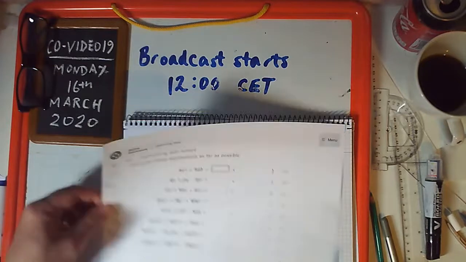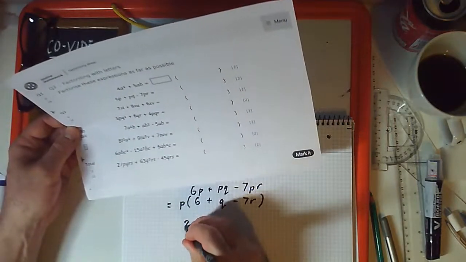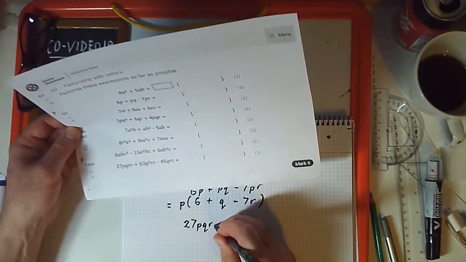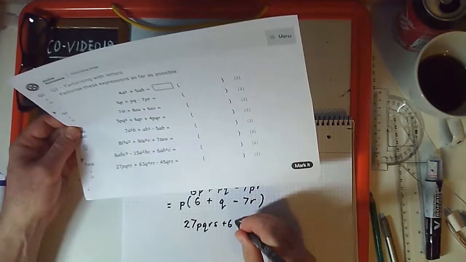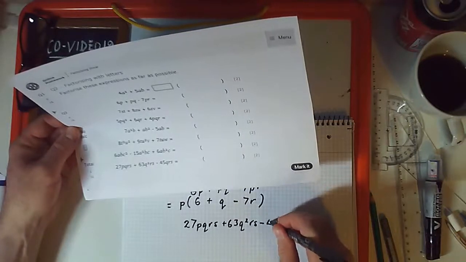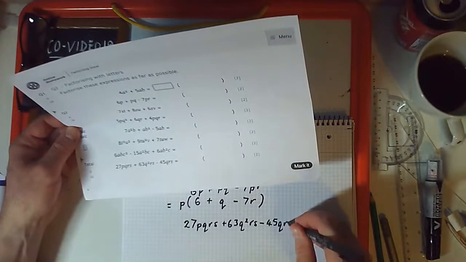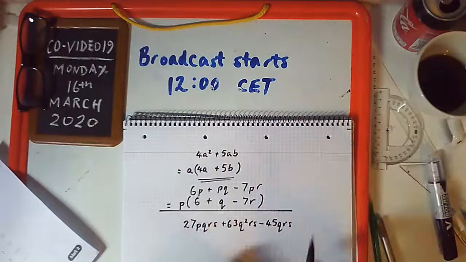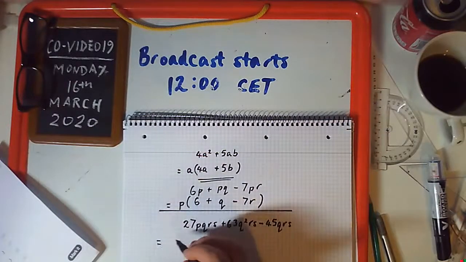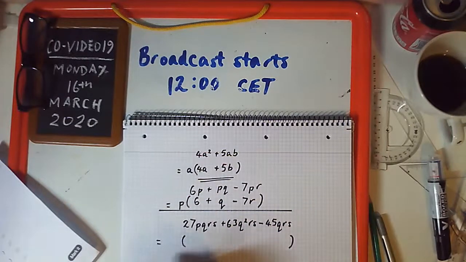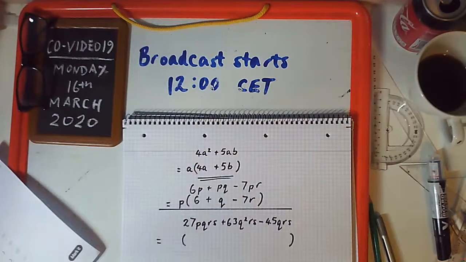Okay, I won't do every single one of these, but I'm going to go down to the last one because that's super tricky. 27PQRS plus 63Q squared RS minus 45QRS. Let me just write that one out. So I need to think, what can I have inside the brackets multiplied by, well, as much as possible I want. So I want the biggest thing that all of these terms can be divided by.